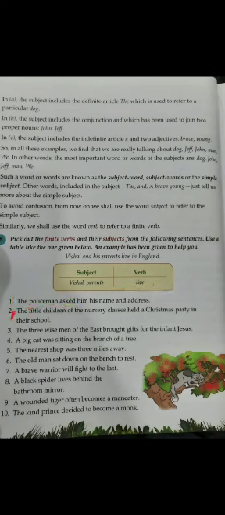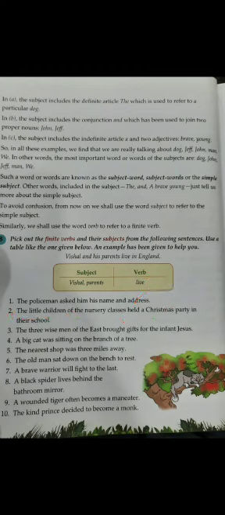Next, second sentence. The little children of the nursery classes held a Christmas party in their school. So what is this sentence talking about? The main part. It's talking about the children, right? So your subject will become children. What did they do? You can't say Christmas party in their school, no. We want a finite verb. What is the verb here? Held, which is dependent on the subject. Held, hold, holding, right? This verb changes according to the subject, the number and the person. So the finite verb will be held.